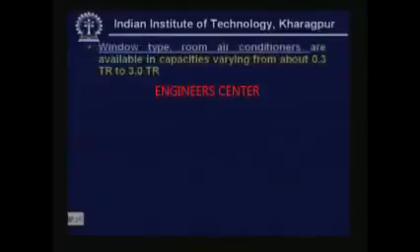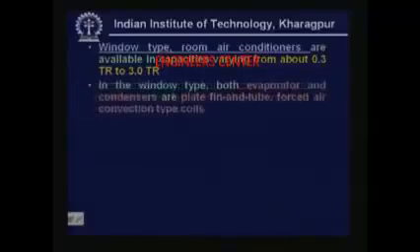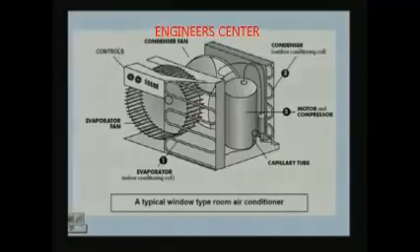As I said, the window type room air conditioner is one important type of unitary system, and these systems are available in capacities varying from about 0.3 ton to about 3 tons. In the window type, both evaporator and condenser are plate, fin and tube type, and forced air convection type coils. Okay, so let me show the schematic of a typical window type air conditioning system.